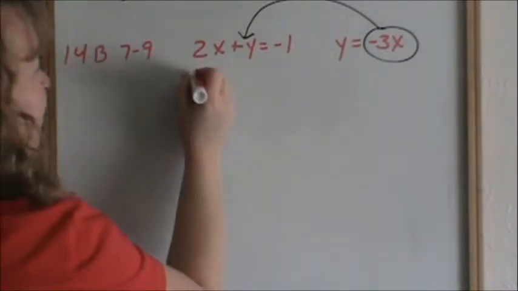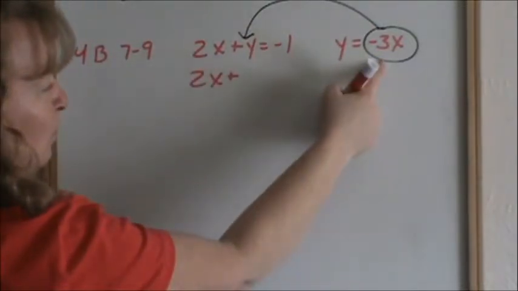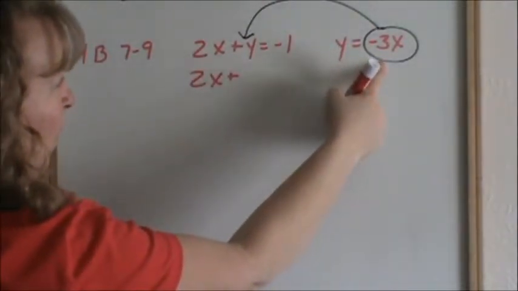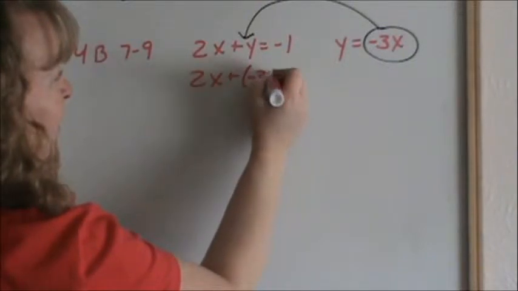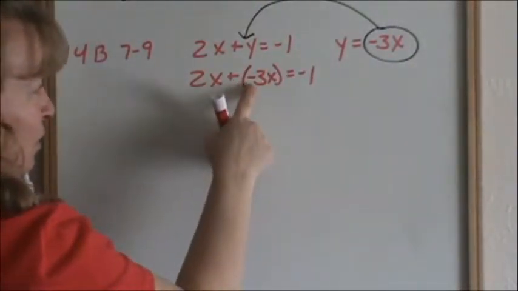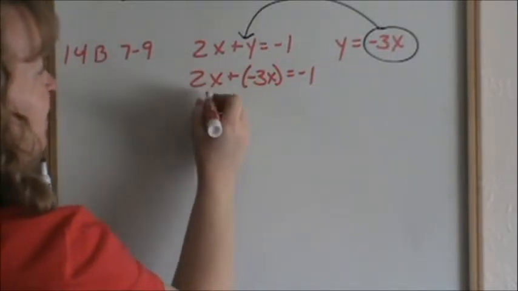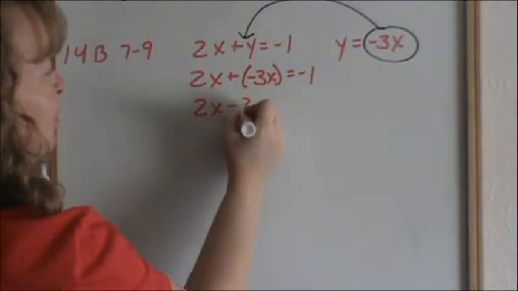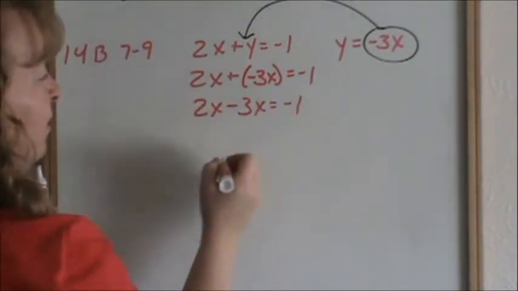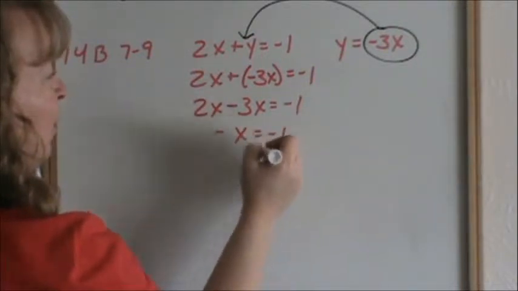So you take your 2x plus, now you substitute this information for y, -3x, into right there, equals -1. We don't need to write two signs here, a positive and a negative. Adding a negative is the same thing as saying 2x minus 3x equals -1. Combine your x's. That would be -x equals -1.